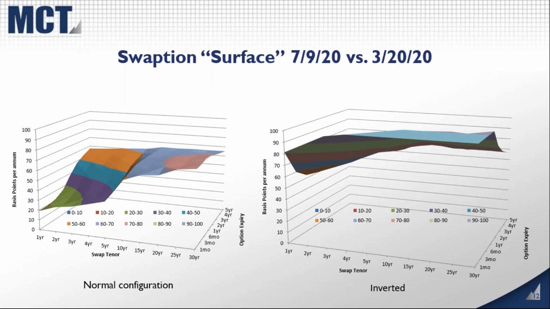But this is an example of just visualizing the swaption surface. The leftmost is the surface as of last week, and you can see it's pretty normal. It's upward sloping, and the longer expiries are higher than the shorter expiries, as well as the longer maturities are higher than the shorter maturities. And it's visualizing that three-dimensional graph and matrix that we saw before.